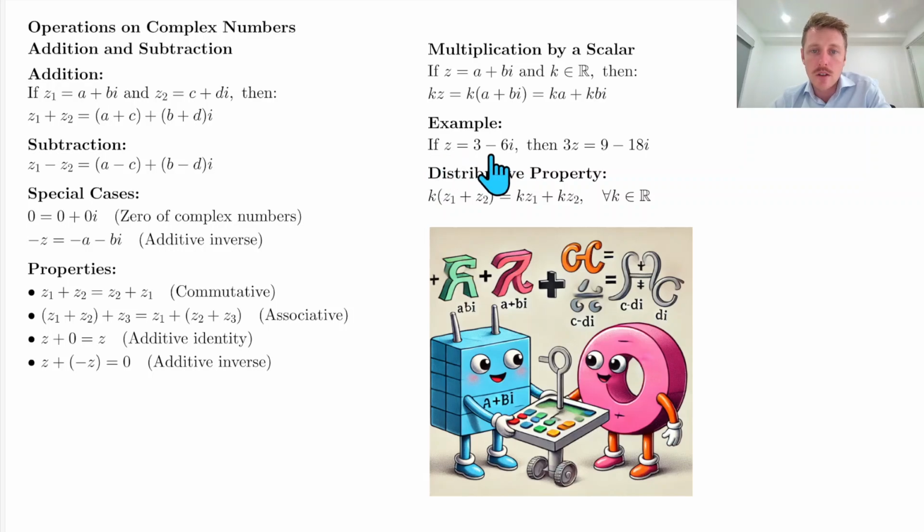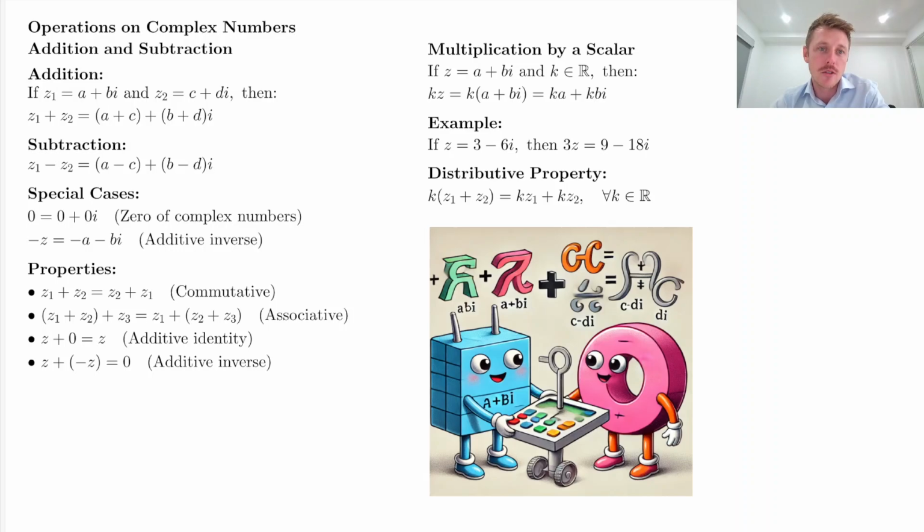Okay, so for example, if z equals 3 minus 6i, then 3z, we're multiplying the complex number by 3, so we multiply the real component by 3. 3 times 3 is 9, minus 6 times 3 is negative 18, so you get 3z equals 9 minus 18i. And so you can see here, it is distributive. k multiplied by z1 plus z2 is equal to k multiplied by z1 plus k multiplied by z2. This symbol here means for all k, for any k that is an element of real numbers. And we've got a little picture here that's supposed to be two complex numbers doing operations. Not sure if that came across.